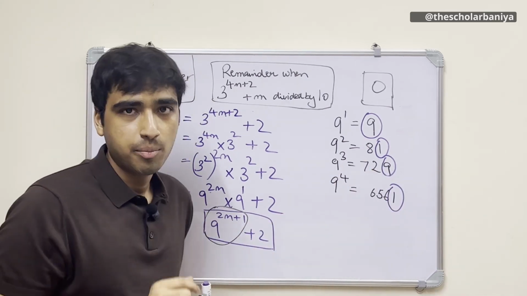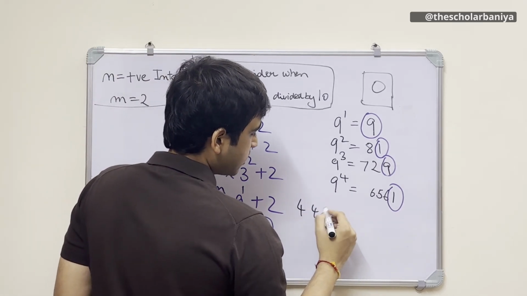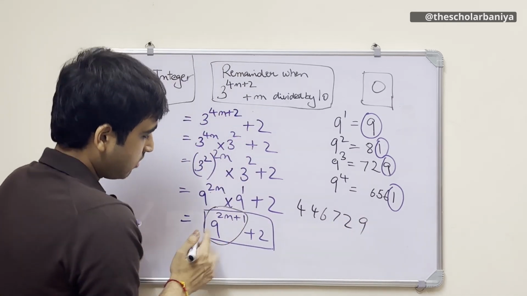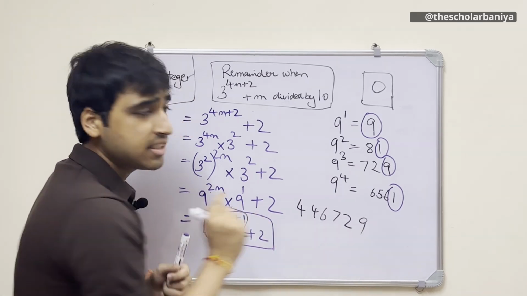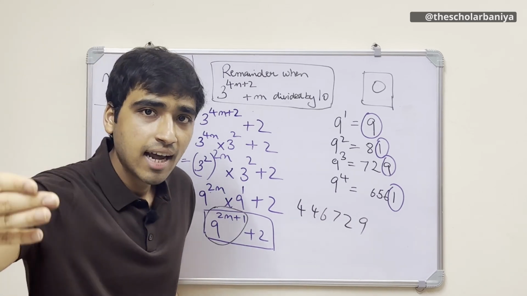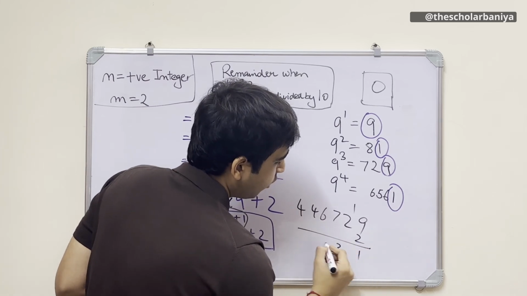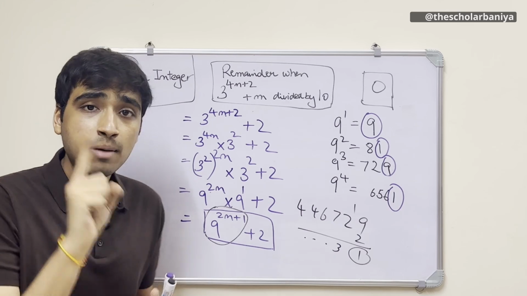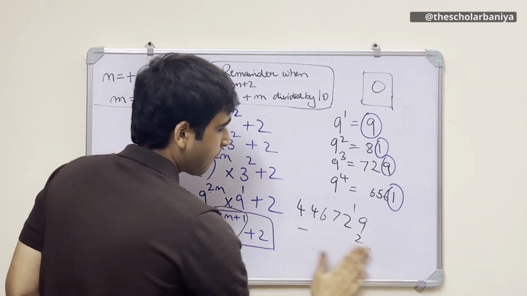Now, if you add 2 to the number, for example, you get something like 4, 4, 6, 7, 2, 9, right? This is a possibility because we know that the rightmost digit should be 9. I don't care what these digits are. Now, if you add 2 to this number, what will you get? You will get 1 as the rightmost digit, because if you add 2 over here, this will become 11, this will become 3, whatever. So the unit digit will become 1 if you add 2 to this. I hope this should be clear, right?